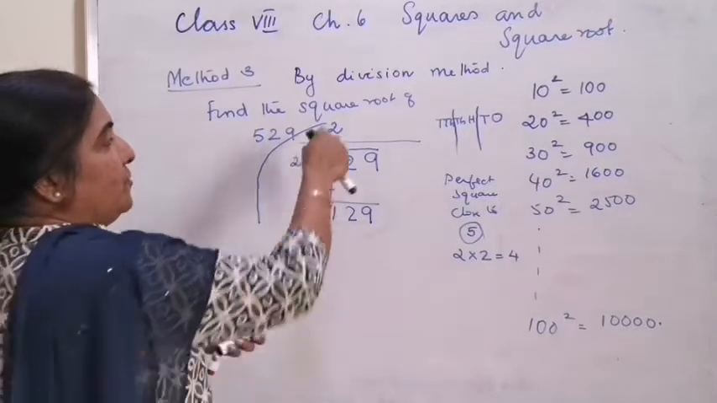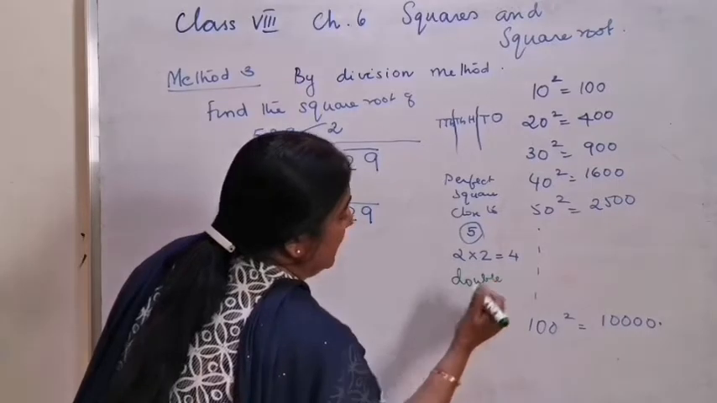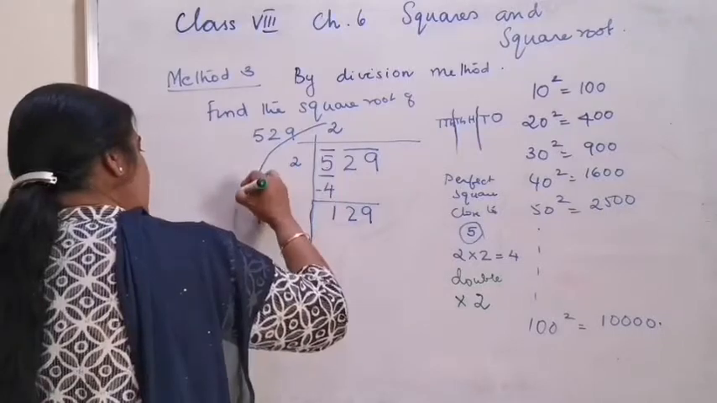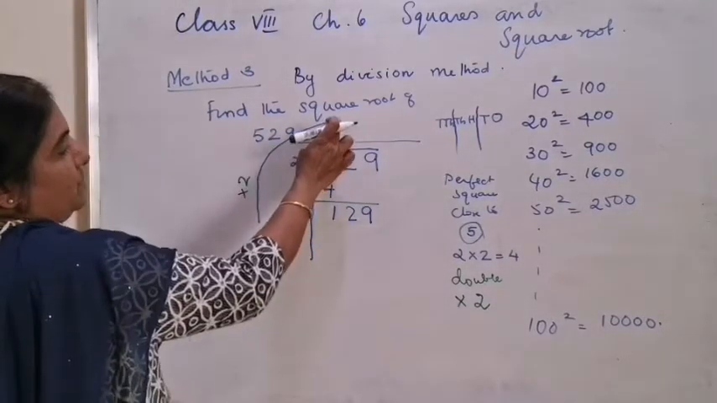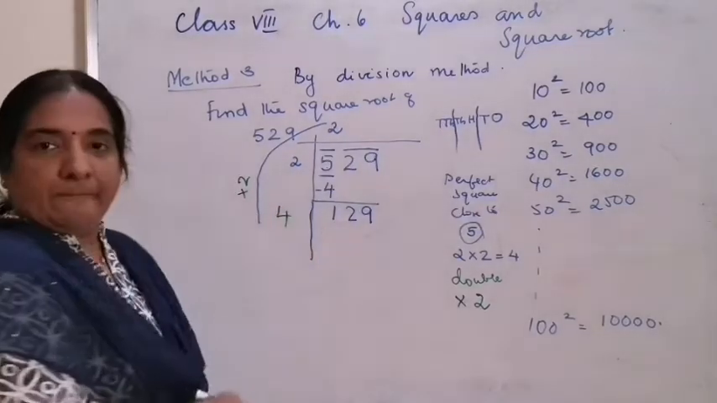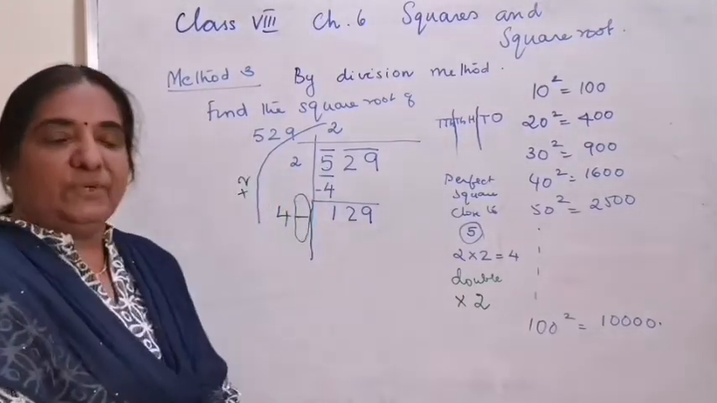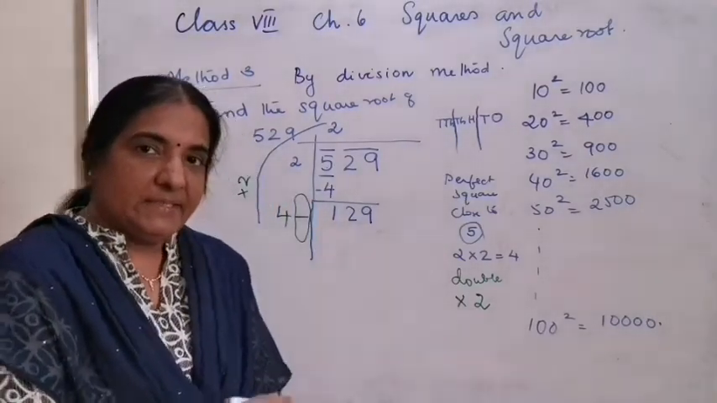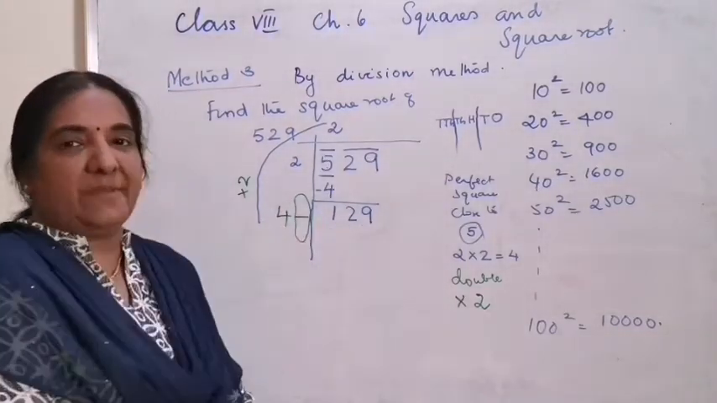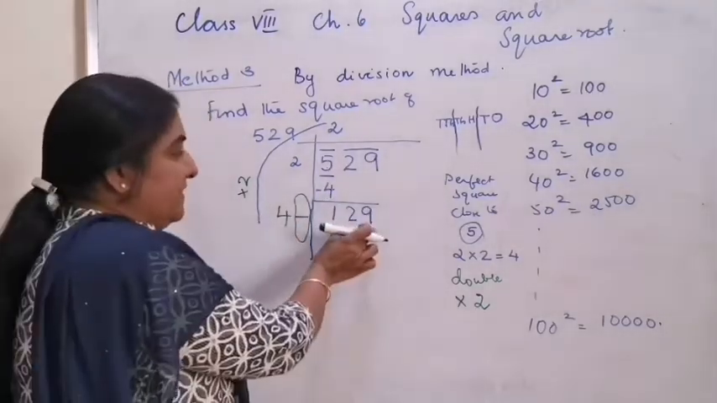And now the next step is always the double of this number. That means if you have 2 here, double. The word double means the number is to be multiplied by 2 always, so 2 into 2 is 4. And now you have to get a digit in the units place in such a way that when you multiply, it should be the same as 129, as all the digits have come to the dividend's position.